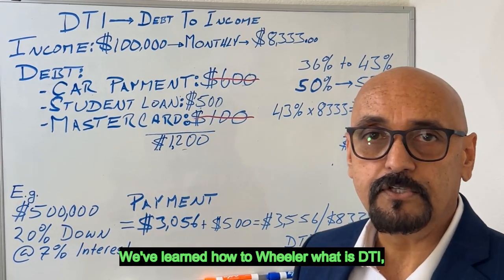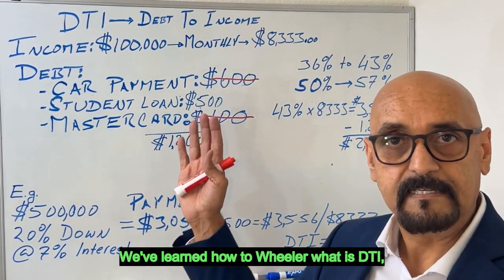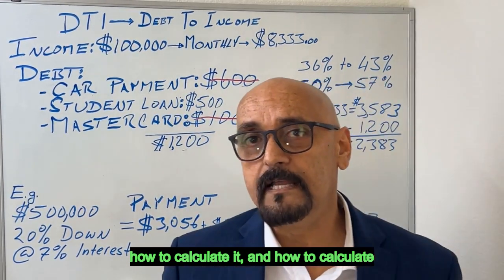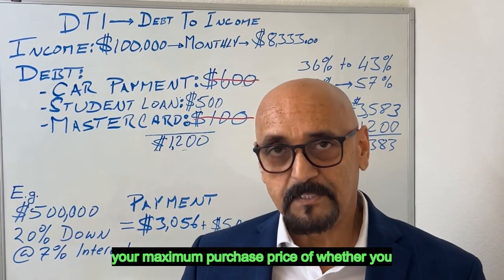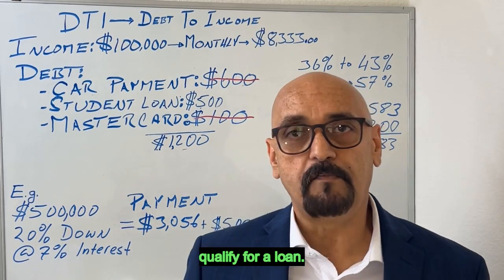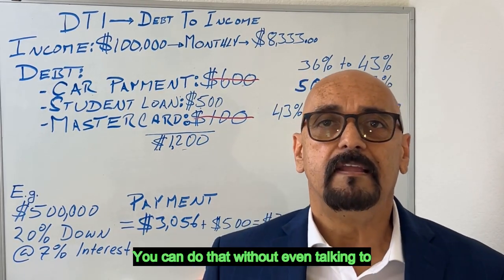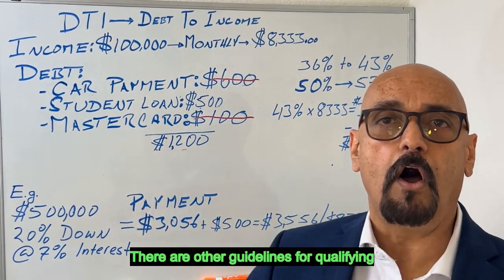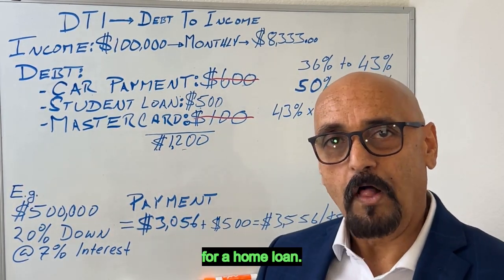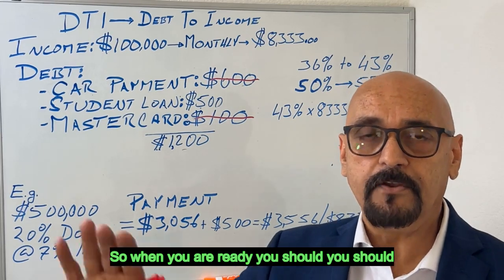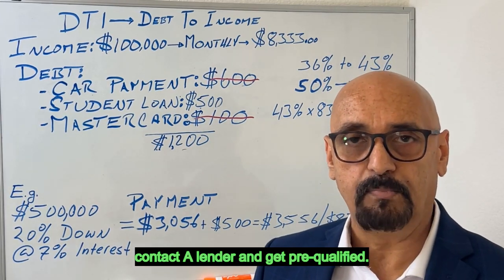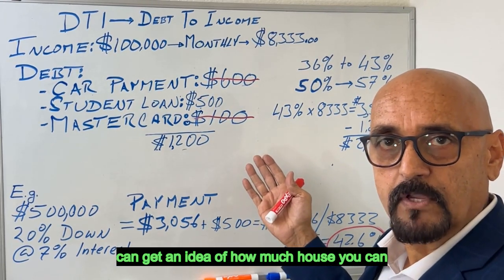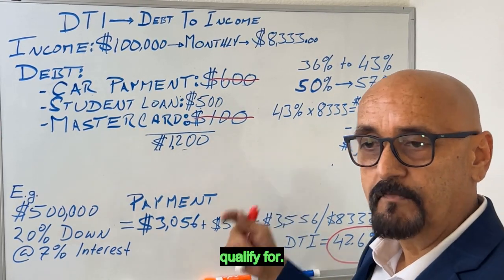We learned what DTI is, how to calculate it, and how to calculate your maximum purchase price, whether you qualify for a loan. You can do that without even talking to a lender, but you kind of get an idea. Now, there are other guidelines for qualifying for a home loan. So when you are ready, you should contact a lender and get pre-qualified. But in the beginning phases, you can get an idea of how much house you can qualify for.